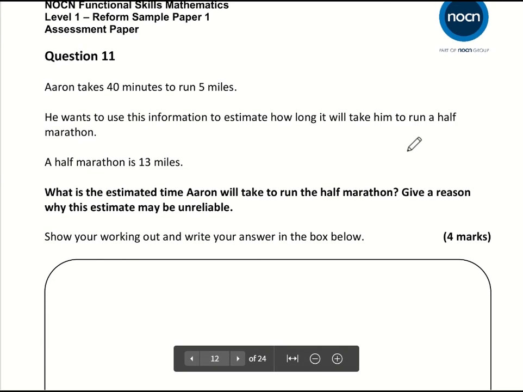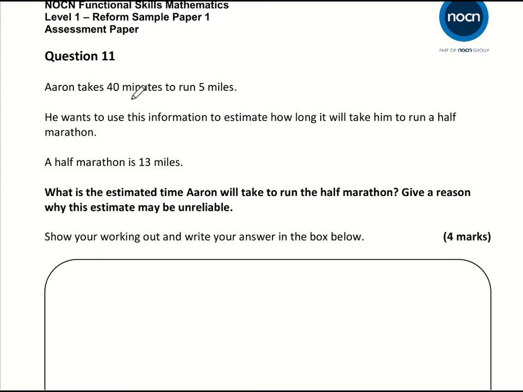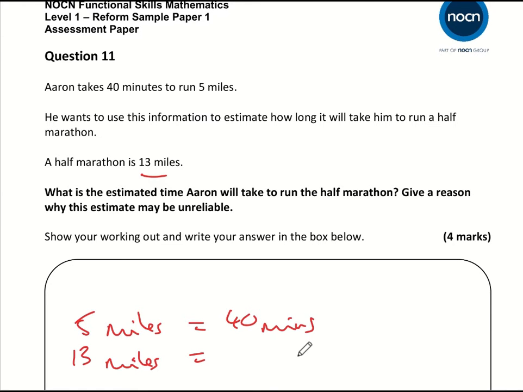Okay, question number 11. So we know that it takes Aaron 40 minutes to run 5 miles. So 5 miles equals 40 minutes. And we want to work out how long it's going to take him to do 13 miles. Well, if it was 10 miles, that would be easy because it'd be double 5 miles, so therefore double the time presumably. So probably the best thing to do here is work out how long it would take 1 mile.